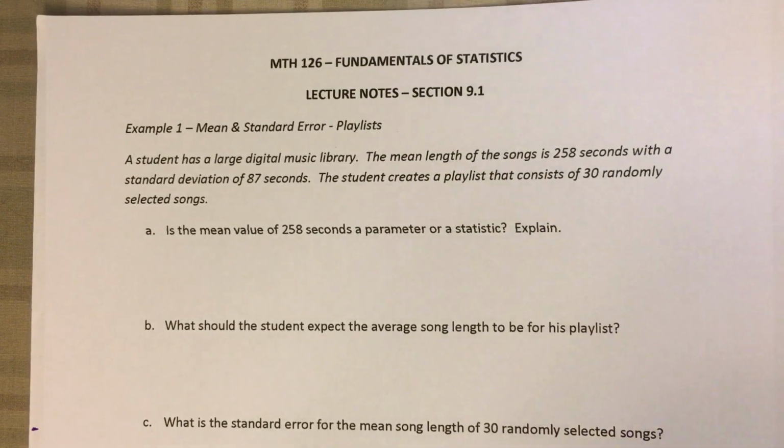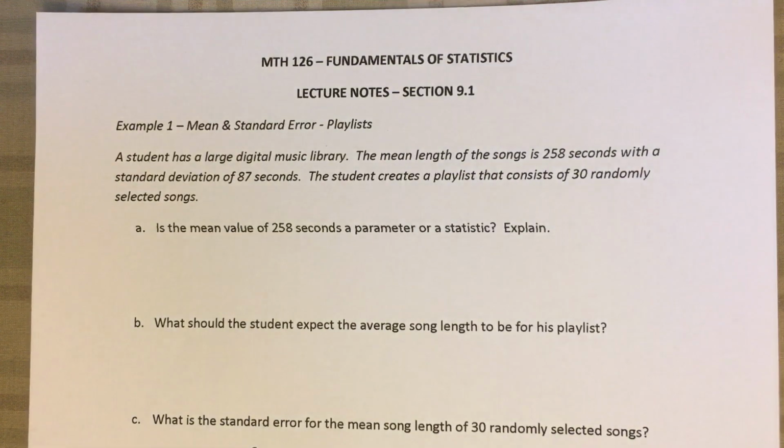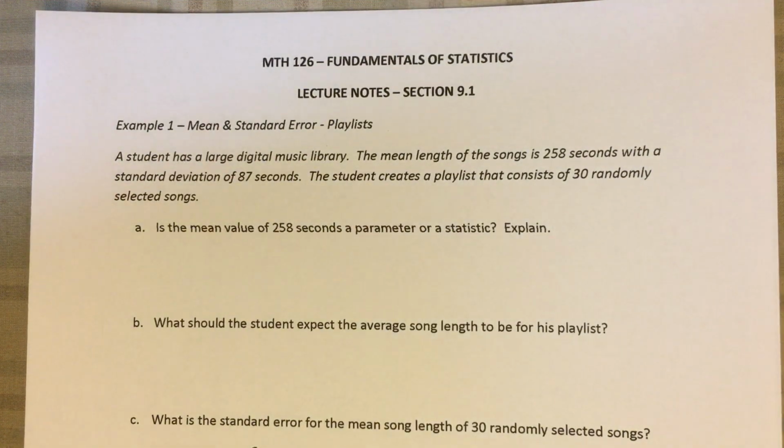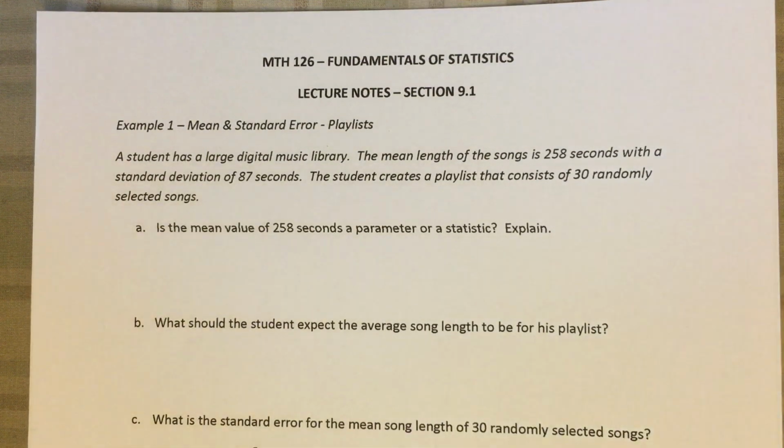We're going to finish off this section with one example, looking at some different things related to this vocabulary. A student has a large digital music library. The mean length of songs is 258 seconds with a standard deviation of 87 seconds. The student creates a playlist that consists of 30 randomly selected songs. Is the mean value of 258 seconds a parameter or statistic? And then we are asked to explain.